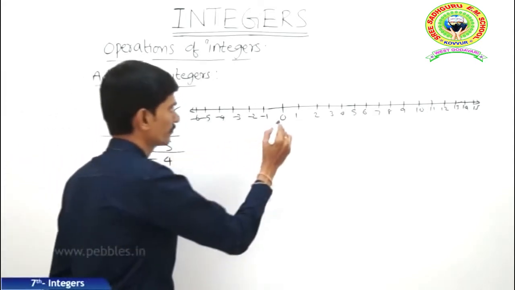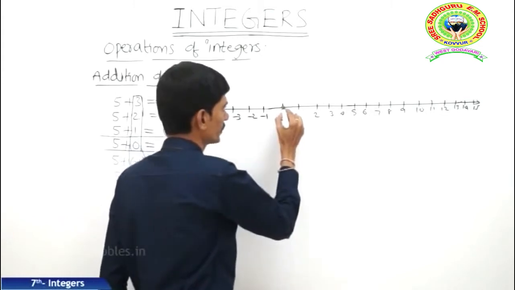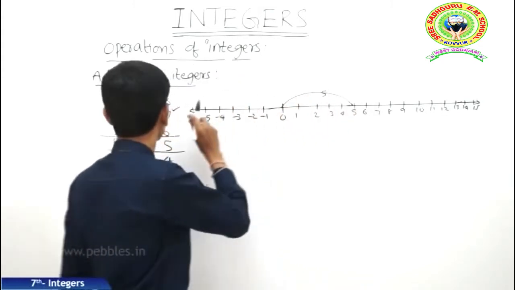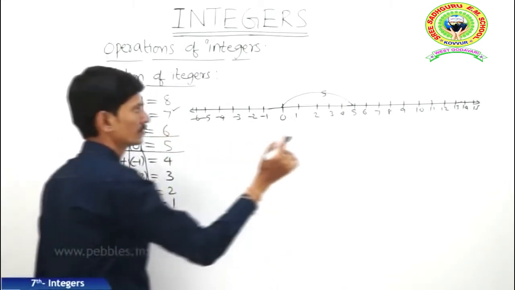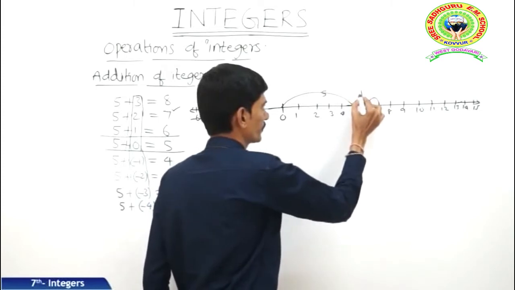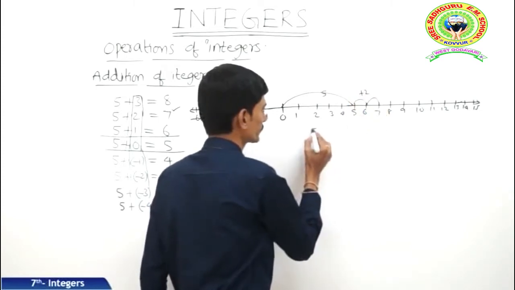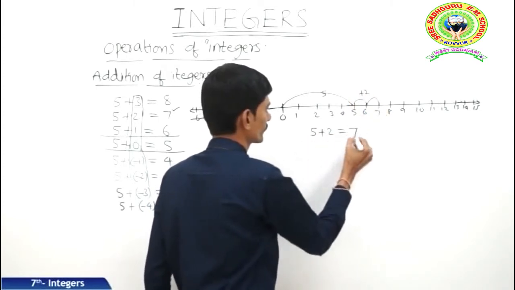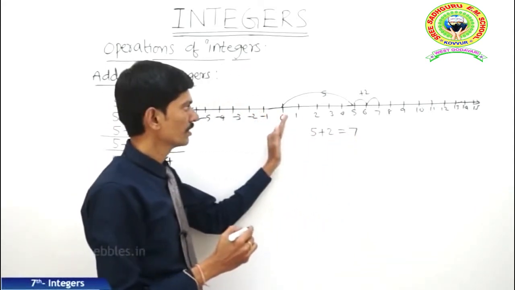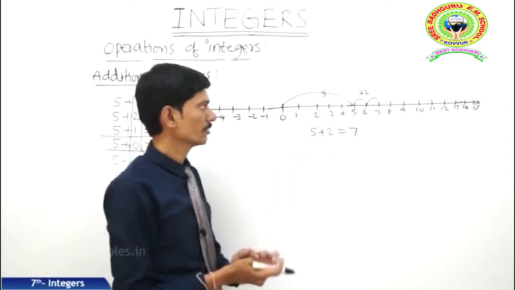Now let us take the integer 5 plus 2 equals 7. So when you take 5, first 0 to 5, then from 5 adding 2, so 5 plus 2, 1, 2, so this is 5 plus 2 equals 7. So when you add a positive integer, then we move right on the number line.